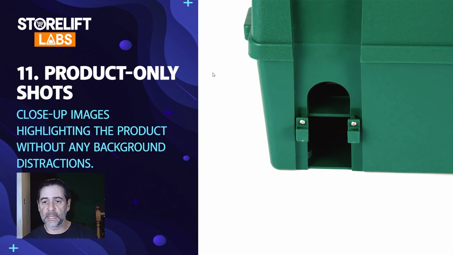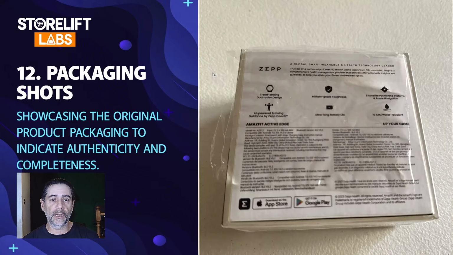But the most important thing here is it helps people get to know your product intimately a lot quicker. So it's good to include a series of these with any of these type of products.